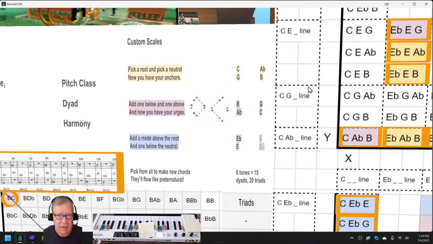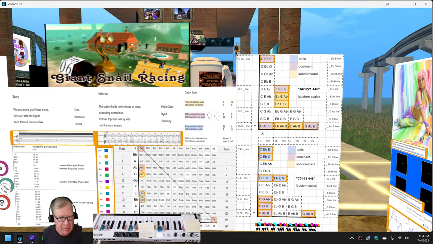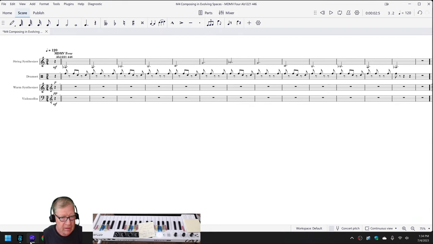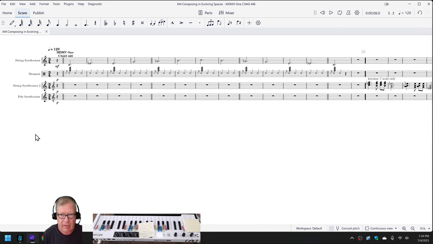So it's really intriguing us. We're just really intrigued by it. So the question is, what does it sound like when you compose with one versus the other? So let's find out. So this is the first scale, and it sounds like this.